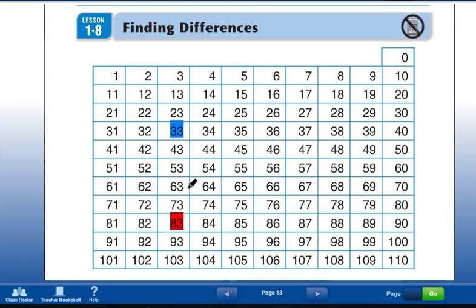Now, if you truly don't believe me, you could start at 83 and count one by one all of these numbers, and you would find that it's still 50 spaces to get to the number 33. Let's try one more.